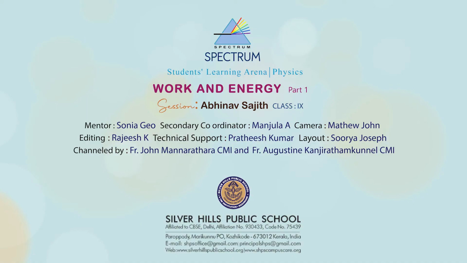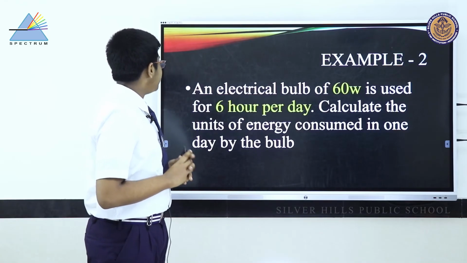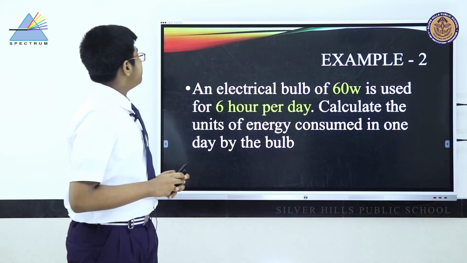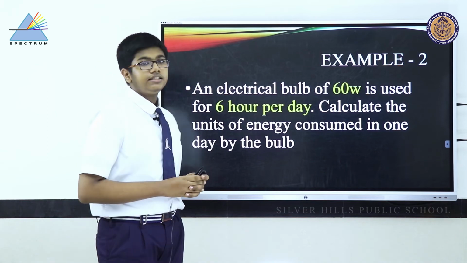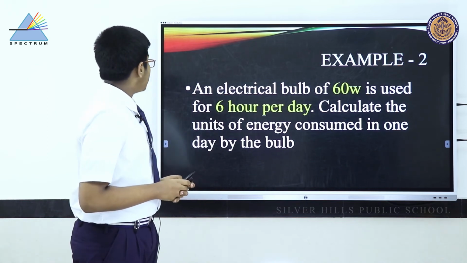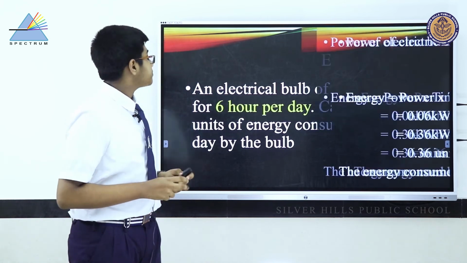Now let us look at the second example. An electrical bulb of 60 watt is used for 6 hours per day. Calculate the units of energy consumed in 1 day by the bulb. So there is a bulb that uses 60 watt of power and it is used 6 hours every day. We are asked to calculate the units of energy consumed in 1 day by the bulb.